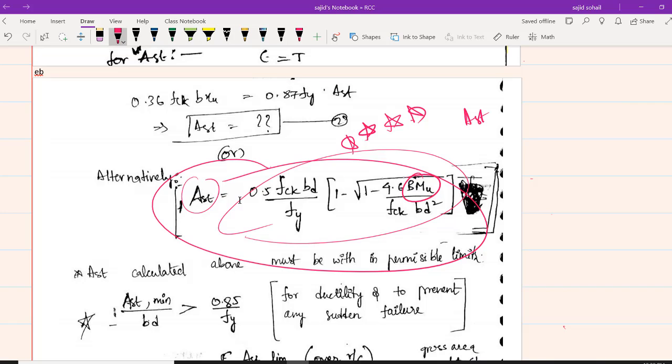My steel, whatever I got, it should be greater than AST minimum. Why is AST minimum provided?